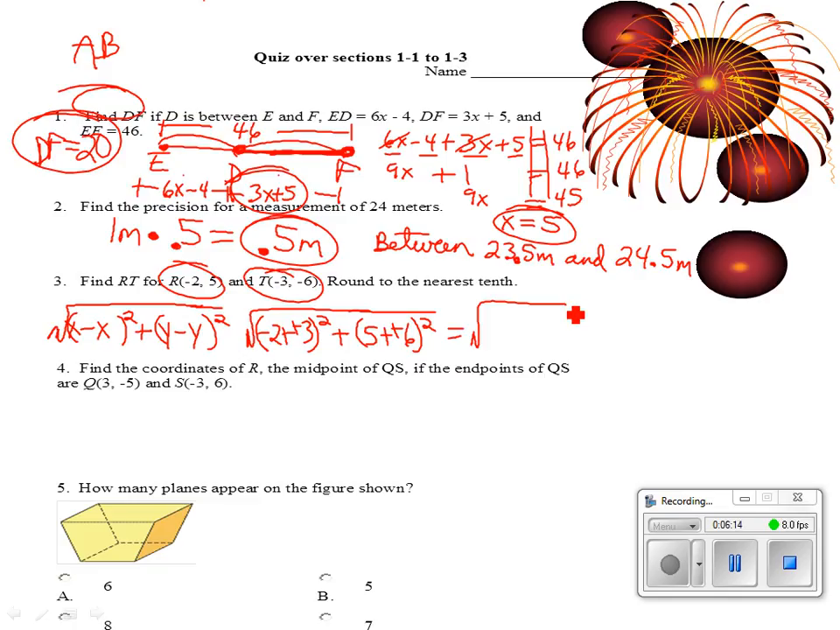1 times 1. 5 plus 6. 11 squared. Look over here if you're not sure. You don't remember? You know that's 10 squared, right? So what is it? 121. What's 121 plus 1? 122. 122 is not a perfect square number. Somebody on their calculator, help me out. What's the square root of 122?